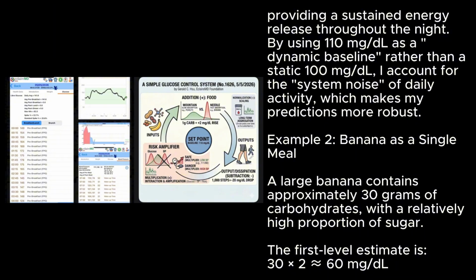Example 2, banana as a single meal. A large banana contains approximately 30 grams of carbohydrates, with a relatively high proportion of sugar. The first level estimate is 30 times 2 approximately equals 60 milligrams per deciliter.